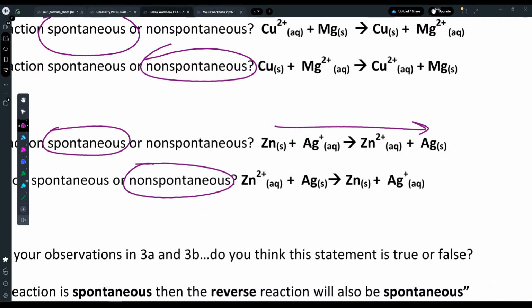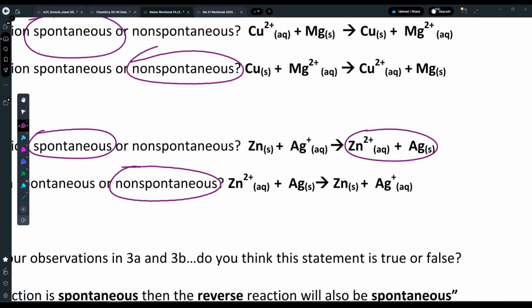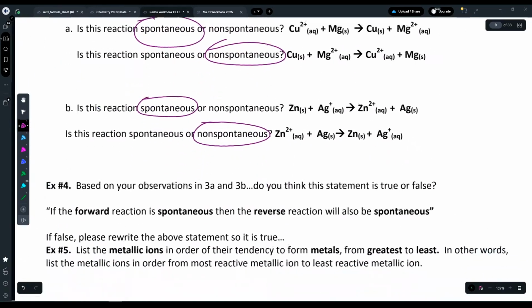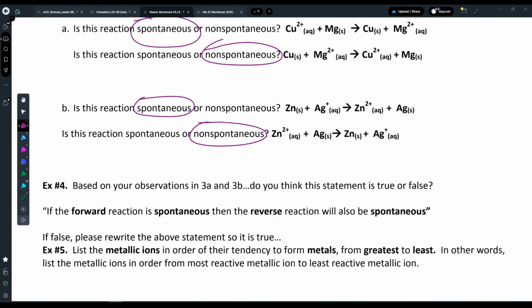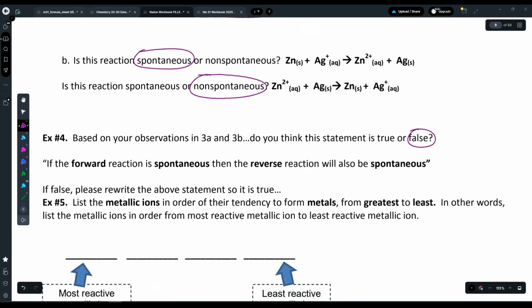One's just the forward version of the reaction, and the other one's the backwards version of the same reaction. How I know that is because the products here are the reactants here. That's how I know one is the backwards version of the other. So looking at this sentence, if the forward reaction is spontaneous, then the reverse reaction is also going to be spontaneous. That's not true, because we just saw in these two cases here that if the forward reaction is spontaneous, the backwards reaction is going to be non-spontaneous.